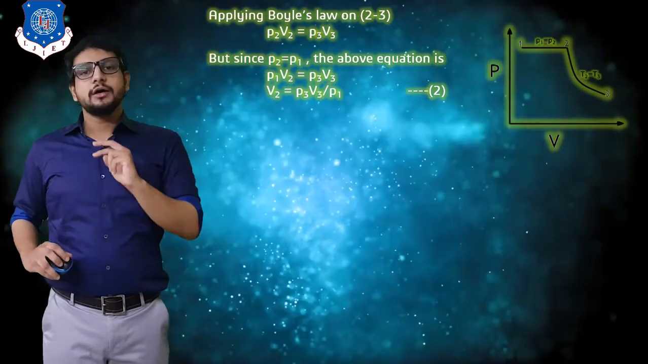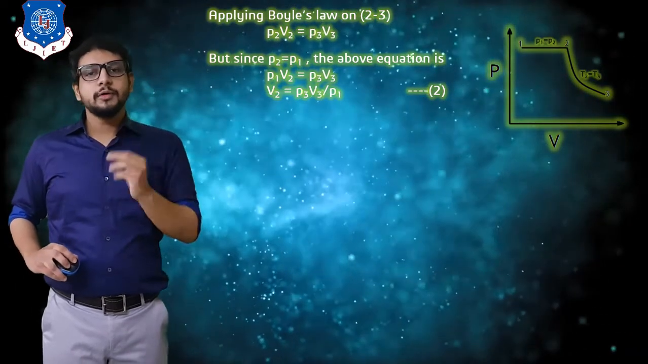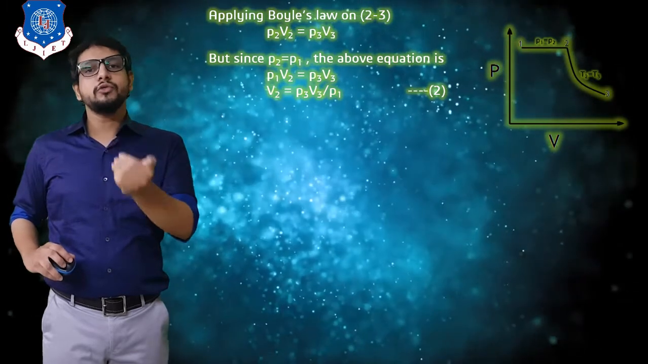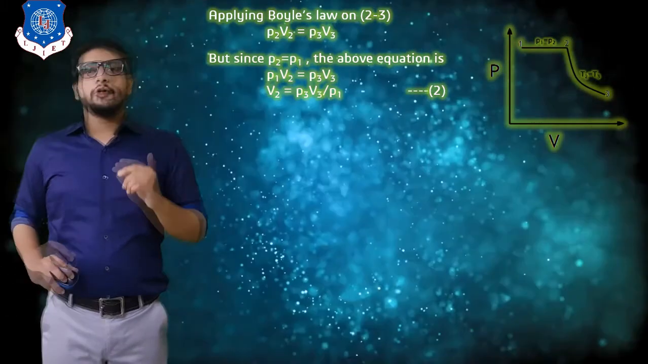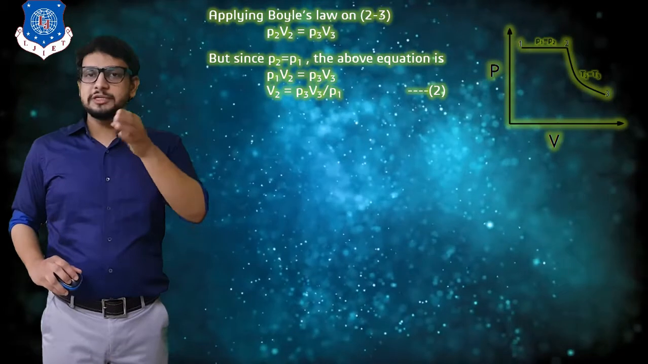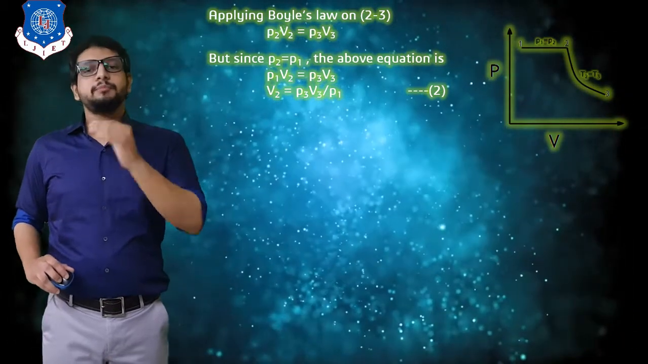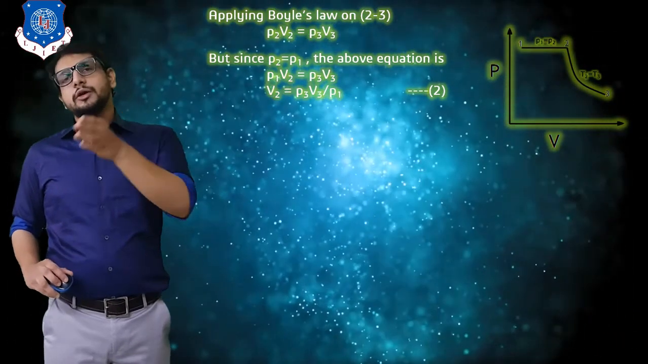So the equation after substituting is going to become P1 V2 is equal to P3 V3. Now making V2 as the subject, V2 is equal to P3 V3 by P1. Let's say this is our equation number 2.